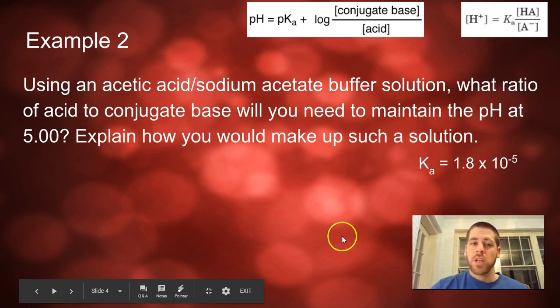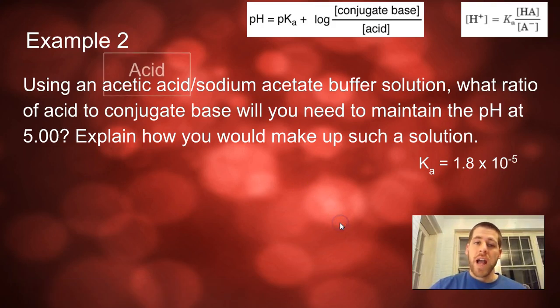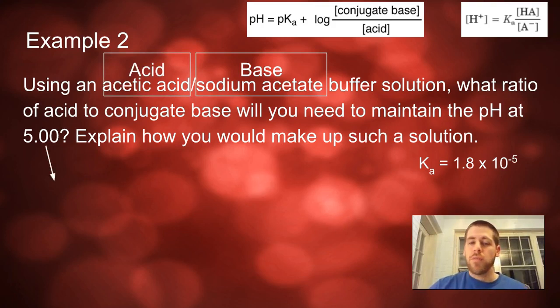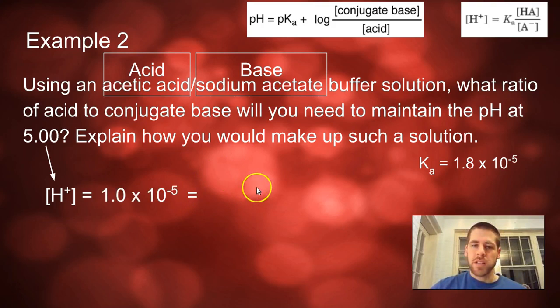We have the pH, so it's a pretty easy conversion to go to the H plus concentration from the pH. Our acid is our acetic acid. Our base is our sodium acetate salt solution. And so let's do the conversion from pH to H plus. You can actually do this one in your head. It would be 1.0 times 10 to the negative fifth. So that's my H plus concentration.